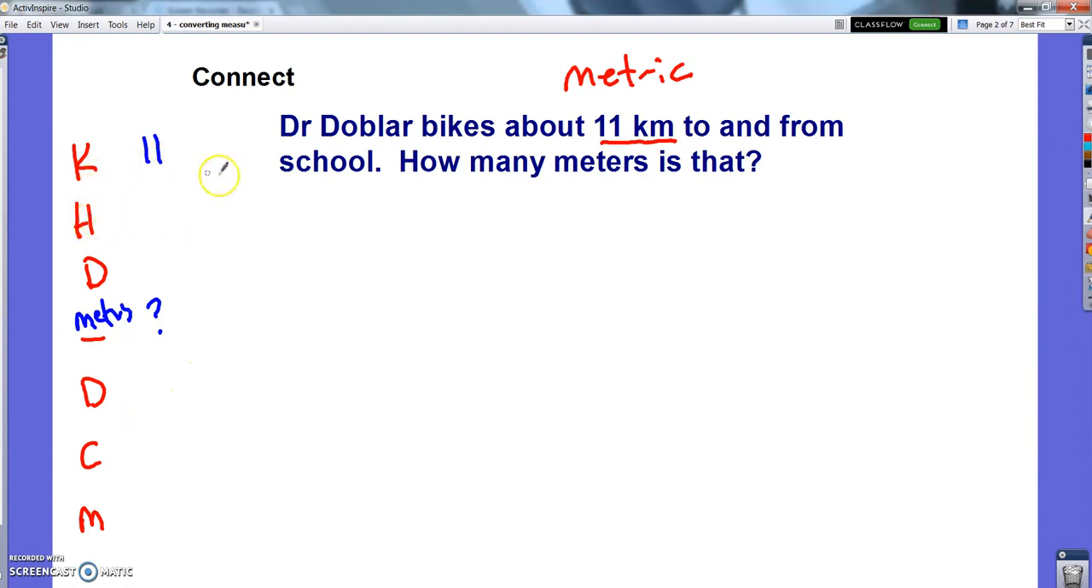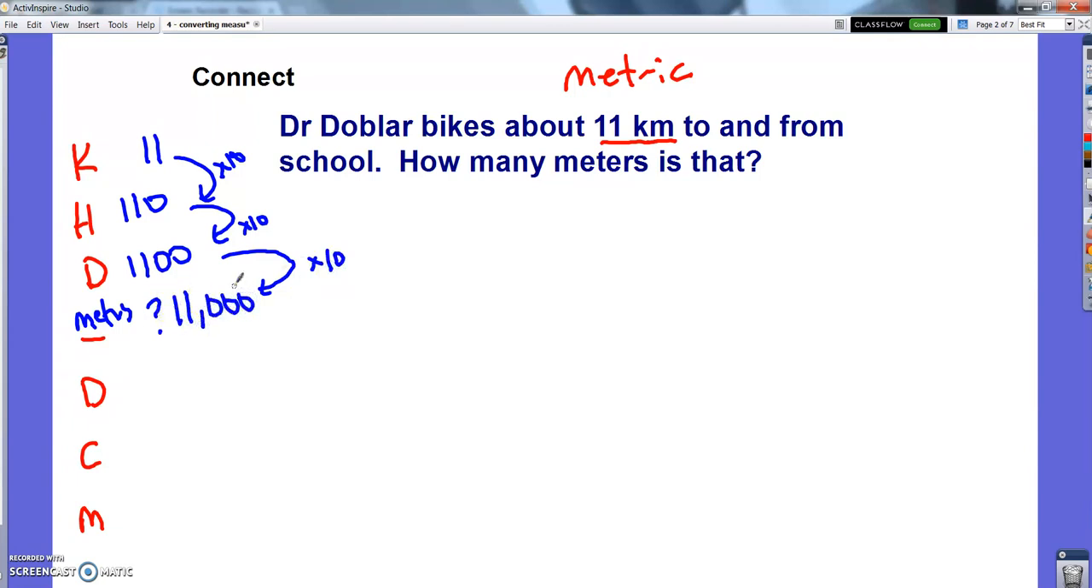Then I would just move down my metric chart. 10 hectometers in a kilometer. And then 10 decameters in a hectometer. And then 10 meters in a decameter. And I would bike 11,000 meters to and from work. And all the metric ones have just been great because all you're ever doing is multiplying by 10. And that's a great thing about the metric system.